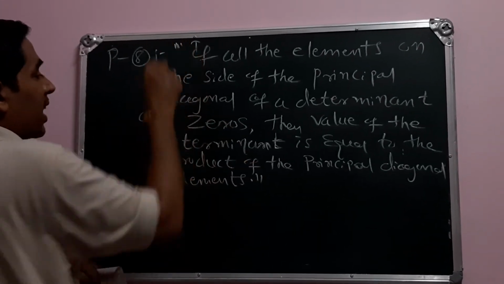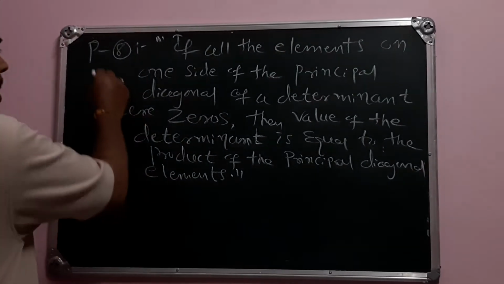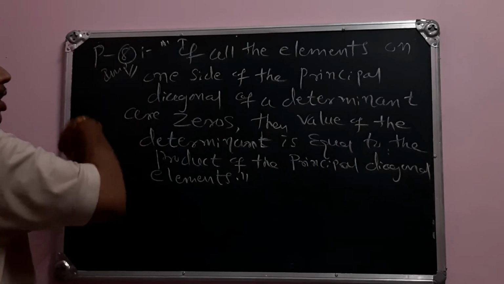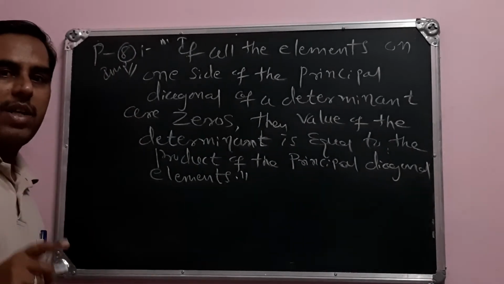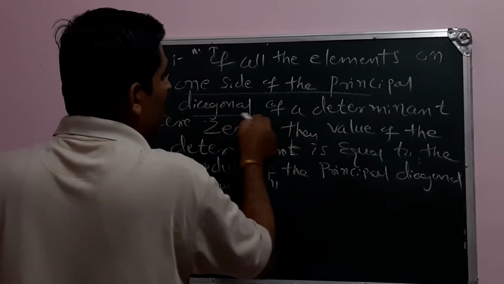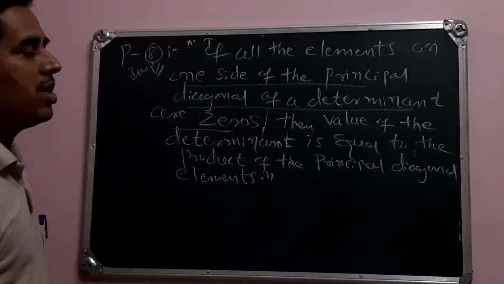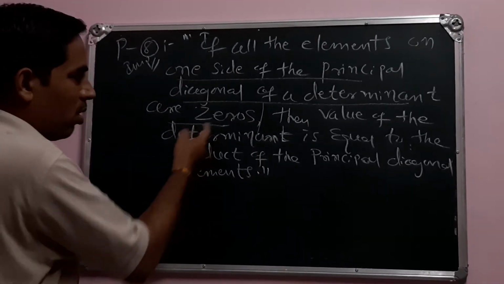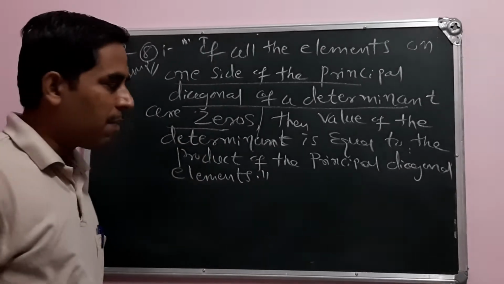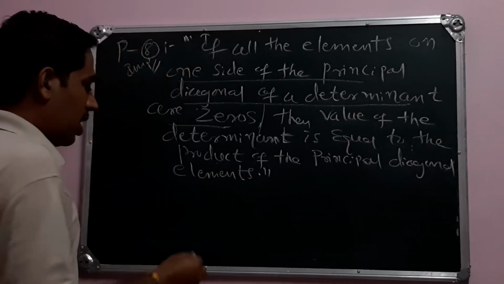I will explain the meaning here. First you observe the statement. It's a very, very important property. If you remember this, we can simplify the determinant in a very simple way. If we make all the elements on one side of the principal diagonal zeros, then we need not expand the determinant. The value of the determinant will be equal to the product of the principal diagonal elements.